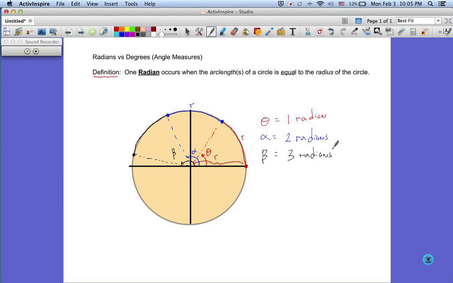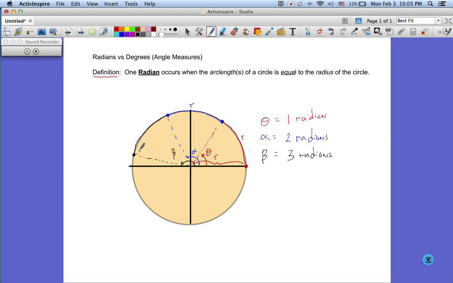Now it really doesn't matter what size this circle is. If that's a radius of 2, these are all 2's. A radius of 10, they're all 10's. It doesn't matter. What we're saying is that the radius and the portion I'm going around the arc are equal to each other. That is when one angle measure of 1 radian occurs.